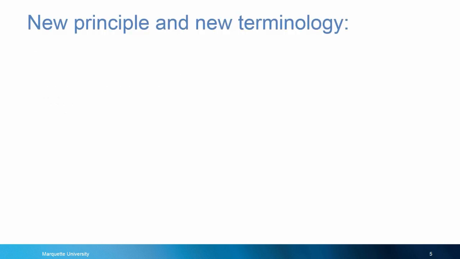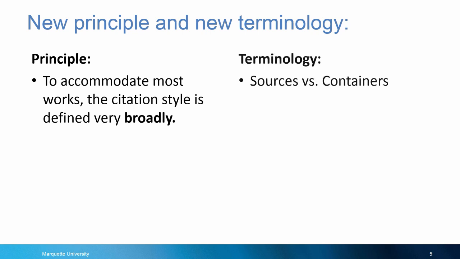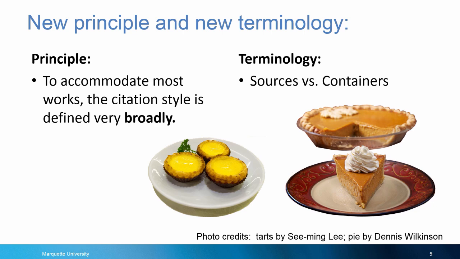So what has changed? MLA now defines their citation style very broadly, so that one template can be used for most works. For the new style, there are some new definitions and a new term. The work you cite is always called the source, but when that work is also part of a larger whole, the larger work is called the container. It's analogous to having a single serving pie versus a slice from a large pie. We'll go through some examples so you can see how this works.